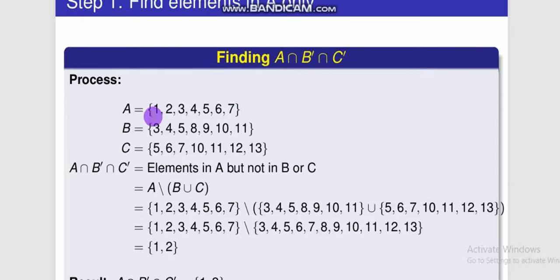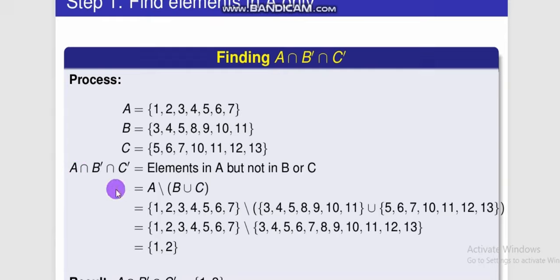So remember, here are our elements. A is a set of this element, B is a set of this element, C is a set of this element. So to find A intersection B complement intersection C complement means you are finding element in A but not in B or C. So what are you going to do? You are going to find B union C first. You see, if you unite B, remember the interpretation. I like going by the definition. You want to find elements that are in A, but they are not in B, they are not in C.